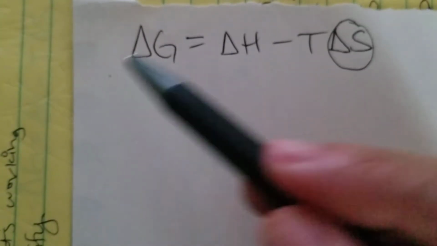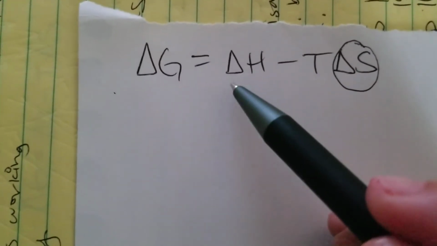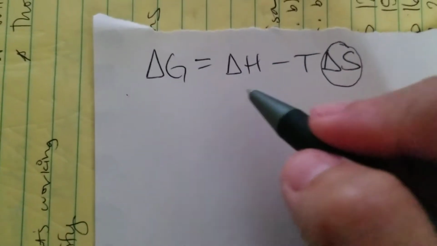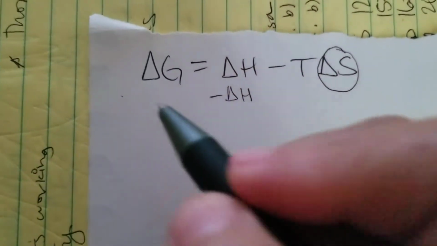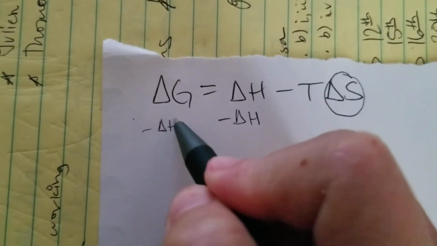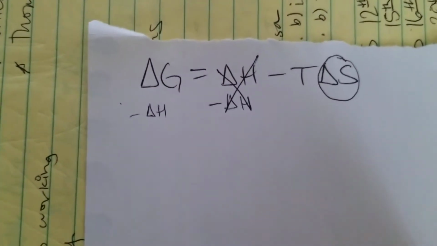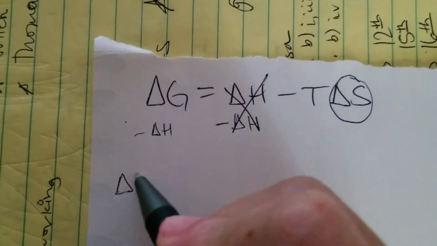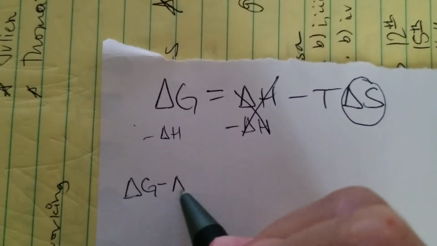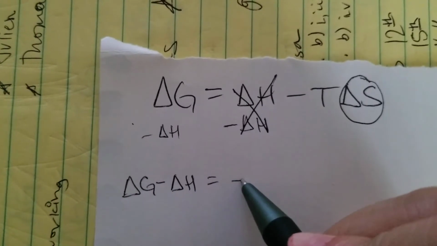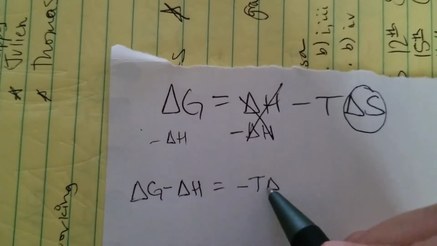So you're going to move it to the other side. So the first thing you do is that since it's a positive delta H, you're going to subtract delta H from both sides. Okay, so that cancels that out. So what does that leave you? That leaves you with delta G minus delta H equals negative T times delta S.